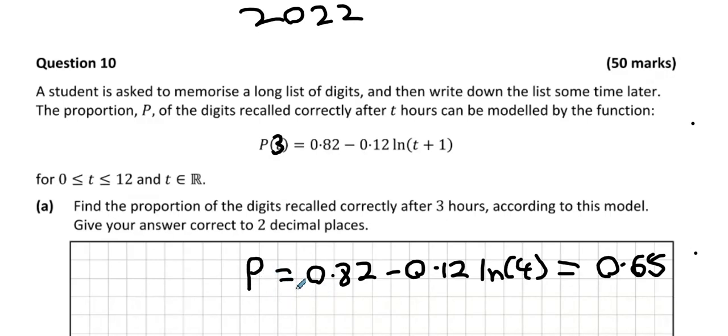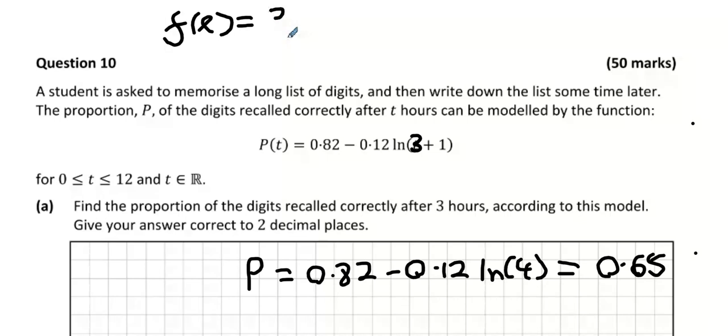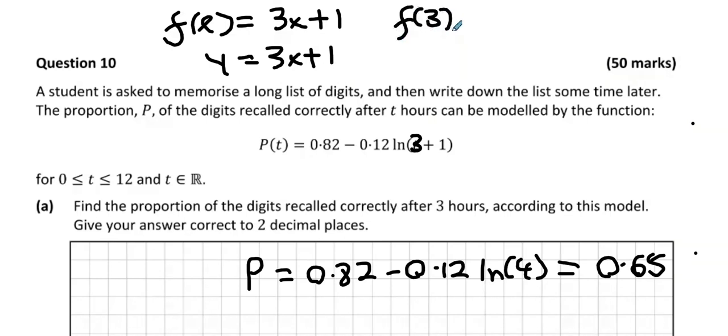No, we just sub in the 3 for the time and it gives us the formula. It's a function basically. So if I said f of x equals 3x plus 1, and y equals 3x plus 1 is the same thing, what f of 3 means is what is the output when the input is 3.